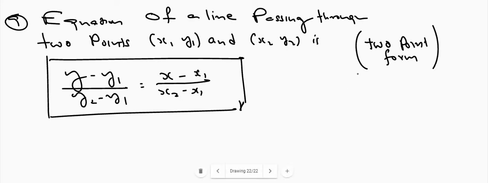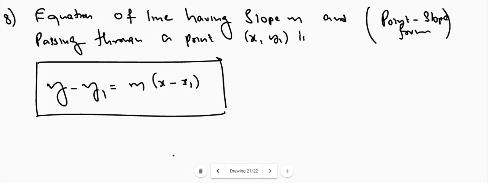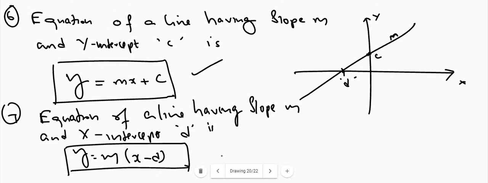The last one is point slope form. Before that, we discussed slope and intercept form. Slope and y-intercept can be given, or x-intercept given. If x-intercept is given, then y equals m into (x minus d). If y-intercept is given, y equals mx plus c. After that, point slope form and two-point form.